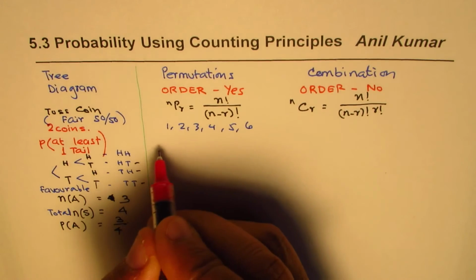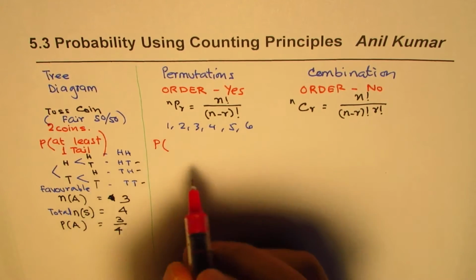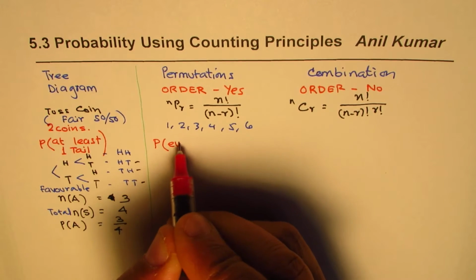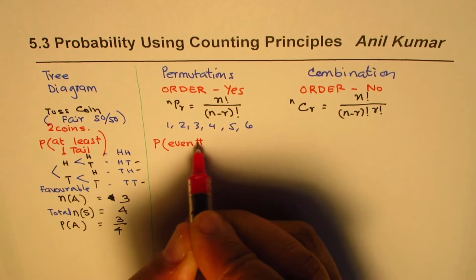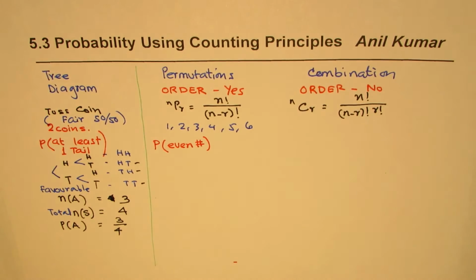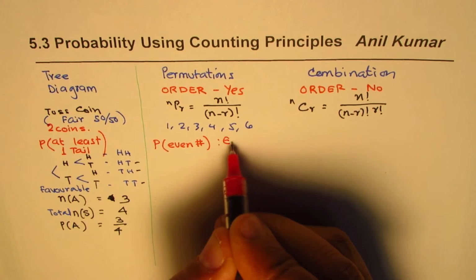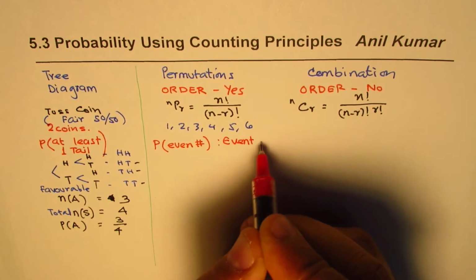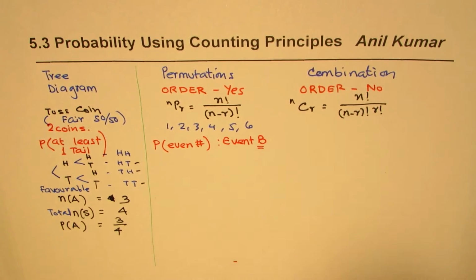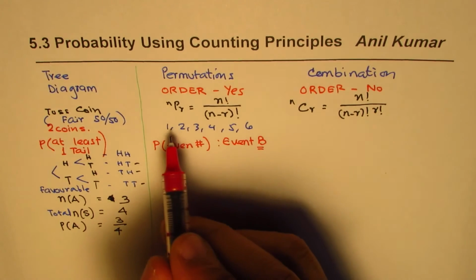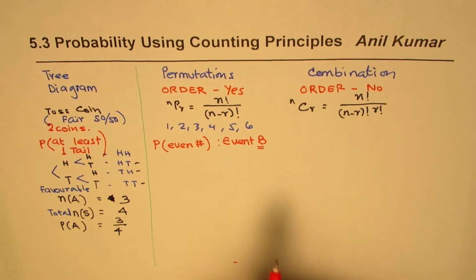Let me write down the question here again. What is the probability of getting an even number? So this time we're looking for the probability of an even number. Let me call this event B this time. Event B is the probability of getting even numbers, or even 6-digit numbers, to be very precise.